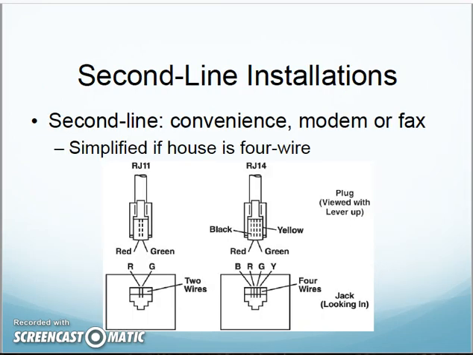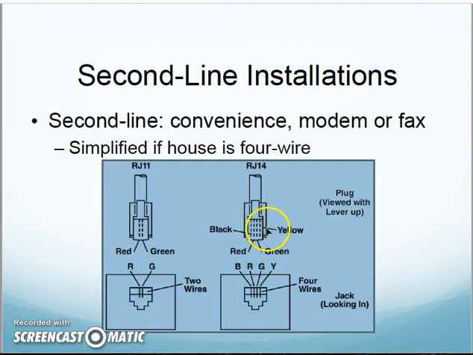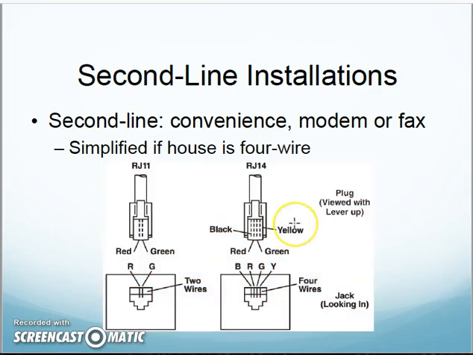The other thing they mentioned was the second line phone installation. Most homes only ever had a phone line that had one line. Some businesses might have a phone that actually has two lines on it. You pick up the phone and you hit a line button, line one, line two. If you were installing that, you would use the RJ14, the one on the right, which had the four black, red, green, yellow wires. That allowed you to handle two phone lines. So that's what they're showing you in this picture.